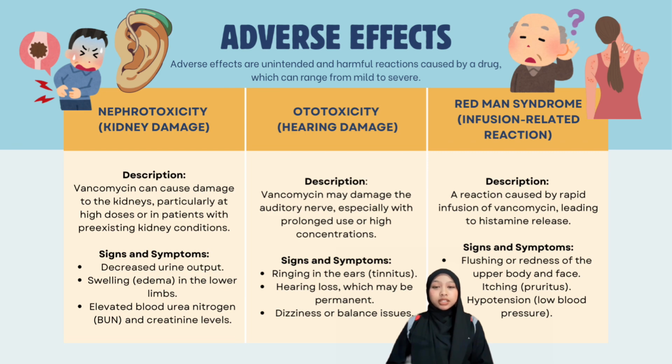Adverse effects are unintended and harmful reactions caused by a drug, which can range from mild to severe. There are 6 adverse effects caused by vancomycin. The first one is nephrotoxicity, which means kidney damage. Vancomycin can cause damage to the kidney, particularly at high doses or in patients with pre-existing kidney conditions. The signs and symptoms of nephrotoxicity are decreased urine output, edema in the lower limbs, and elevated blood urea nitrogen and creatinine levels.